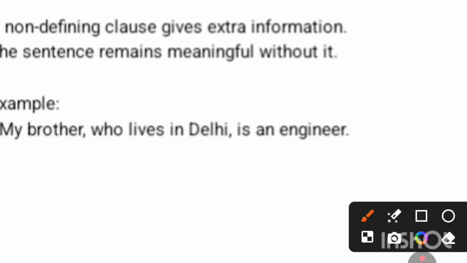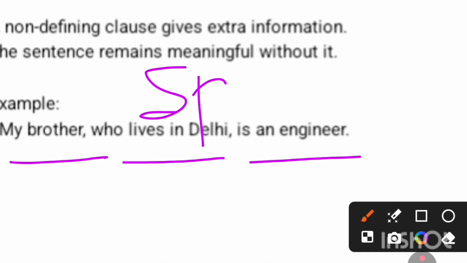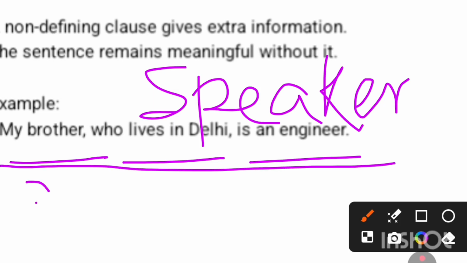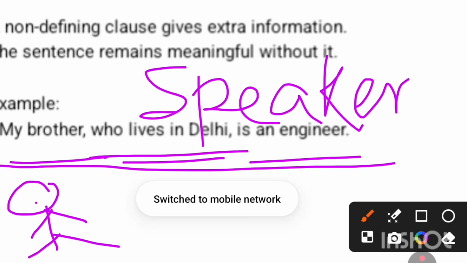Friends, just try to find out the meaning of the sentence. "My brother, who lives in Delhi." Friends, it is extra information. "Who lives in Delhi is an engineer." It carries the meaning. Friends, obviously there is a speaker who is saying this sentence. So the speaker is saying that his brother is an engineer. It means he has only one brother. That is why this part is separated by commas.